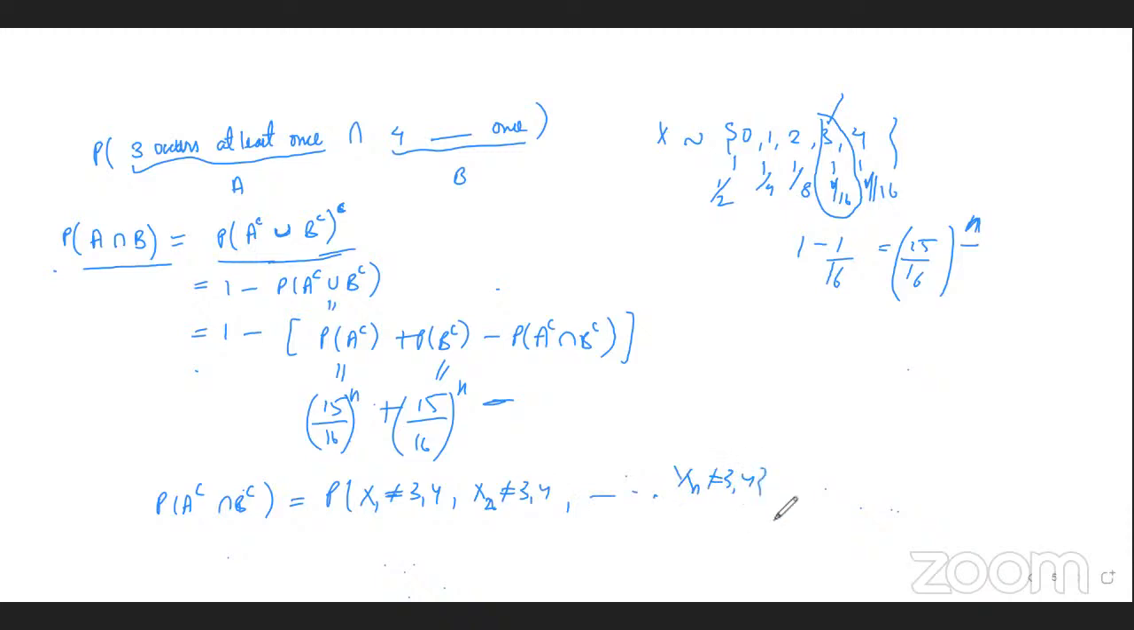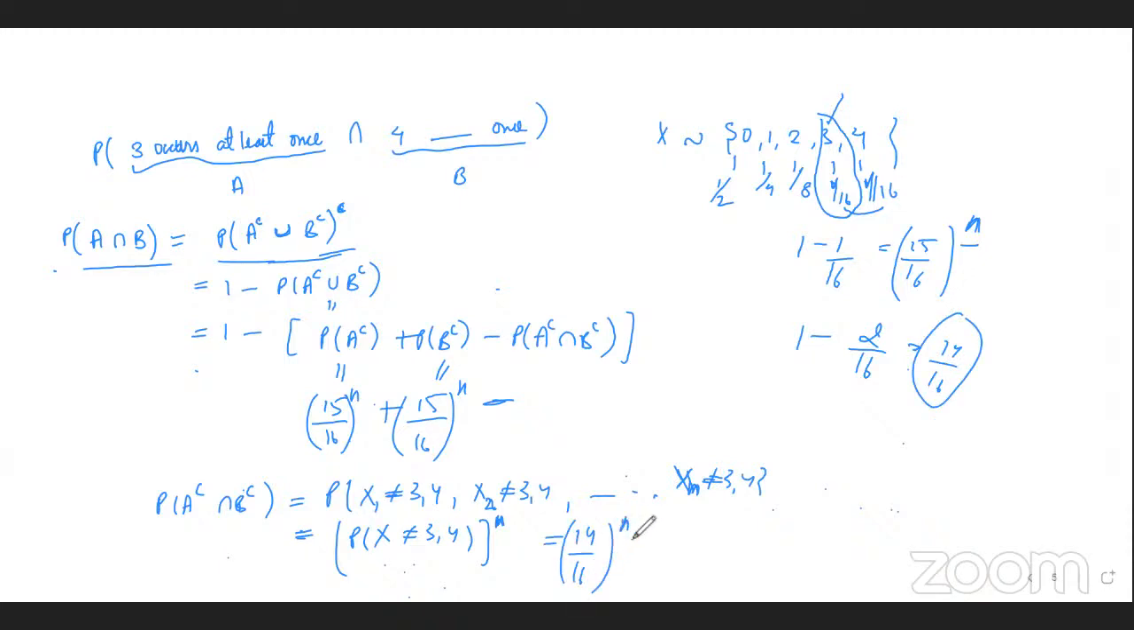Is this fine? So all are IID X, so we can write probability X not equal to 3 comma 4, to the power n. If I'm saying probability X not equal to 3 comma 4, it means X is taking the value either 0 or 1 or 2. So these two are making it 2 by 16. So 1 minus 2 by 16 will give you 14 by 16. So this will come out to be 14 by 16 to the power n. Just substitute everything and we can solve it.